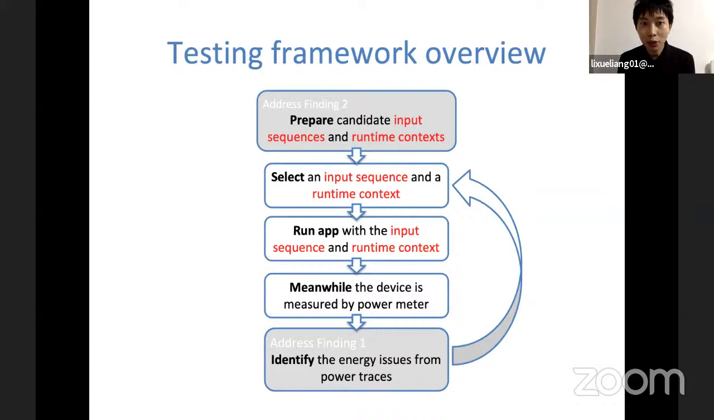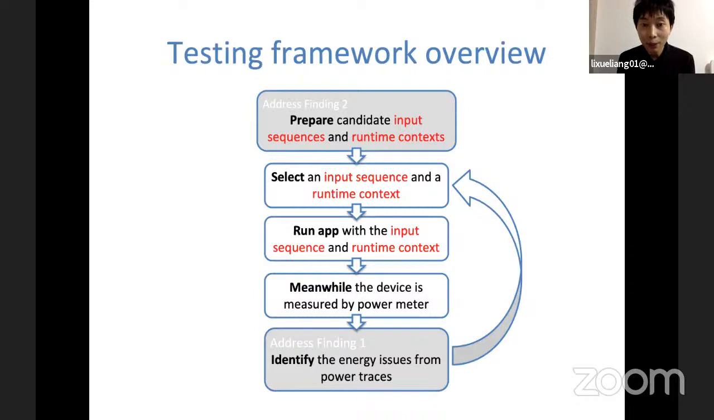The basic idea of our testing is that we test the application with a large variety of input sequences and runtime contexts. So we have 5 steps in our testing. First, we prepare the input sequences and runtime contexts, and then we select a pair of them and run the application with them. Meanwhile, the device is measured by the power meter. At last, we will identify the energy issues from power traces.